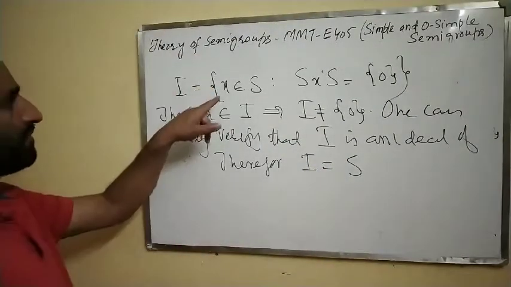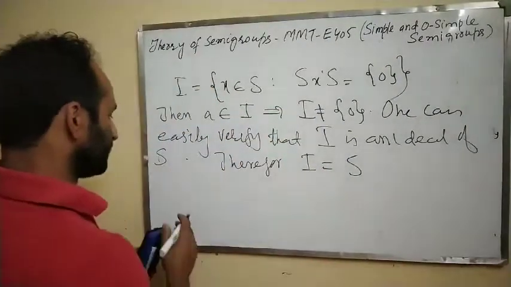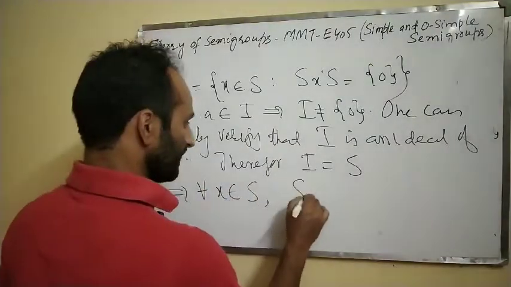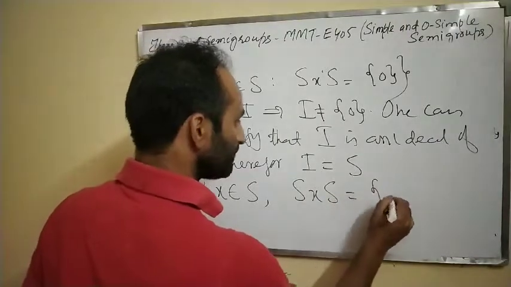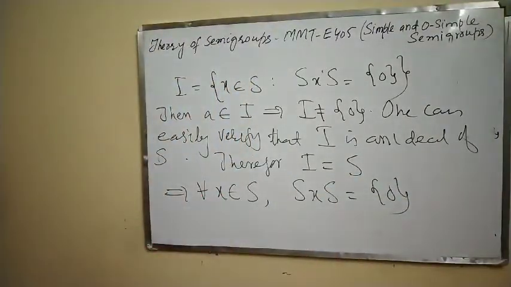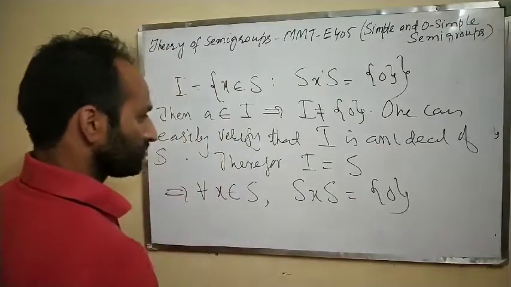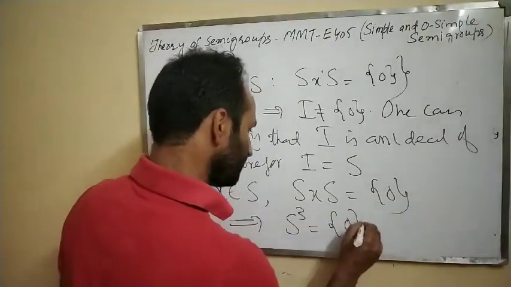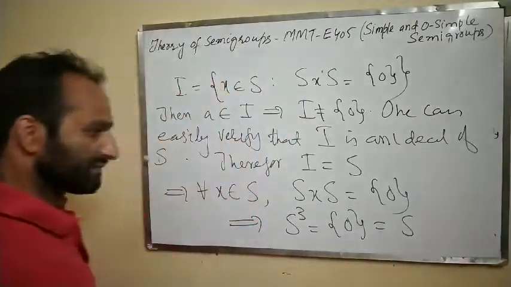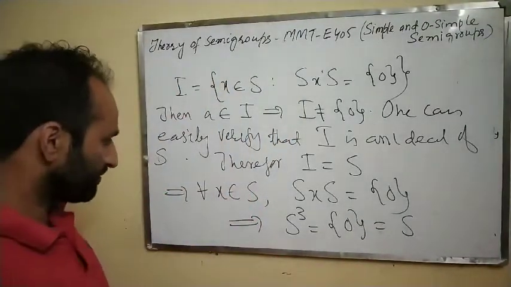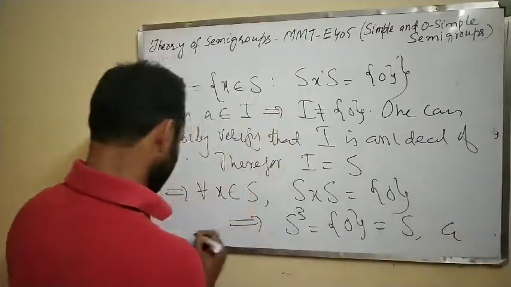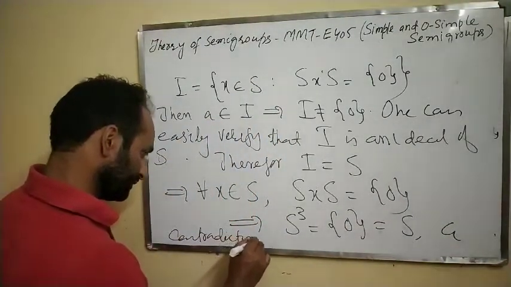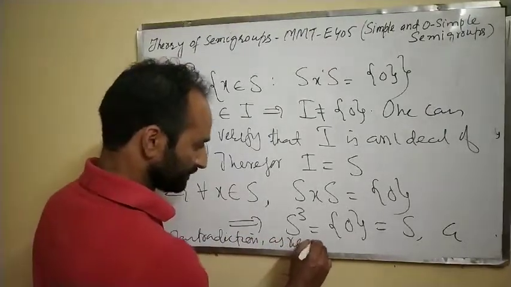So that means every element of S satisfies this property. So that implies for all x in S, SxS is equal to 0. Which implies S cube is equal to 0, which is equal to S. A contradiction because S is not equal to 0.